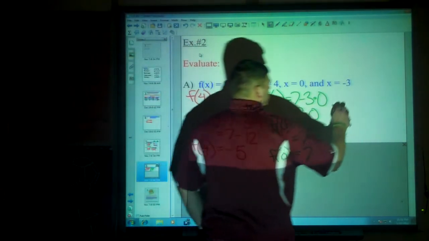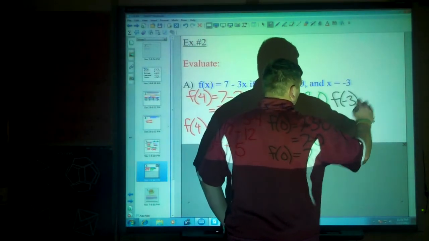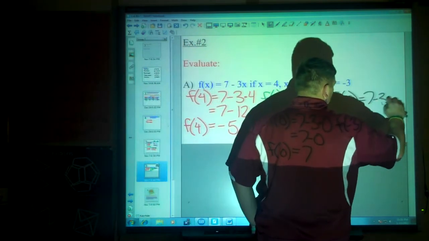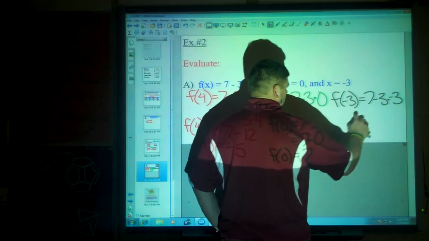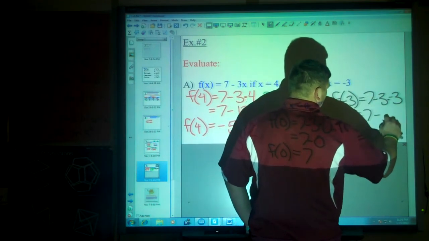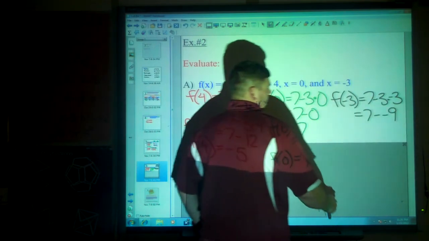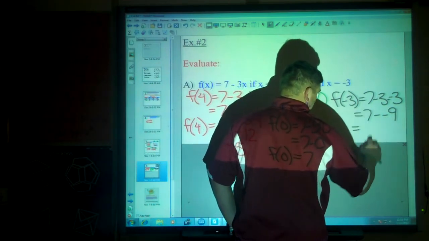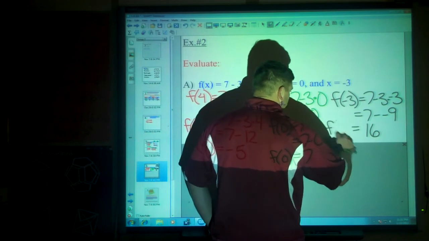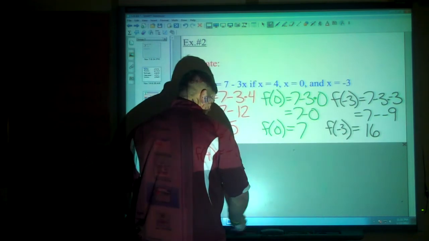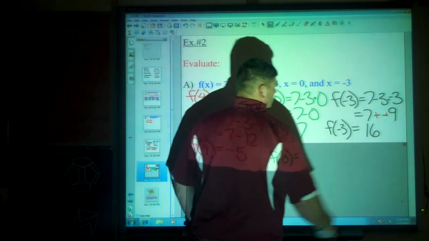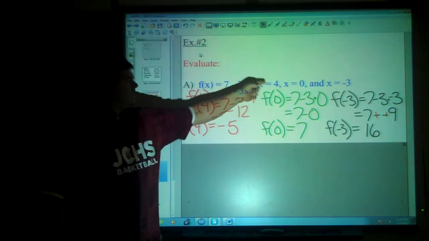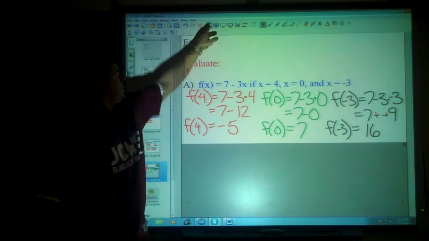And lastly, we can apply the rule to -3. So 7 minus 3 times the -3 means that we're going to get 7 minus -9. So we got to watch our signs. That's plus positive. So we end up with 7 plus 9 is 16. When we apply the rule to -3, we get positive 16 because that's plus positive. So that's how you would apply the rule to different inputs.